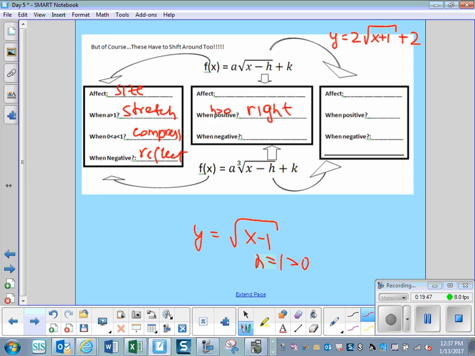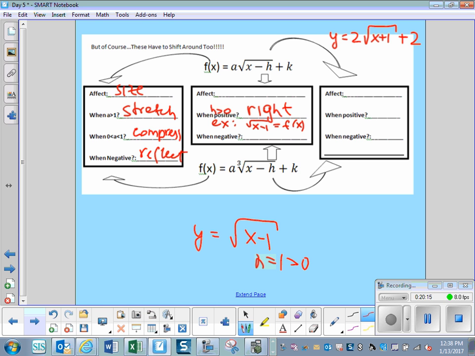We can also write x minus h is what it would look like. So, let's do an example. Square root of x minus 1. f of x equals this. So this would be h equals 1, so h is positive, goes to the right. So great confusion.